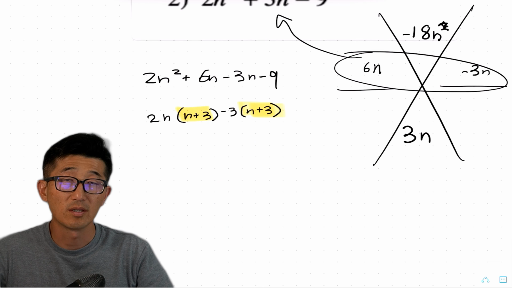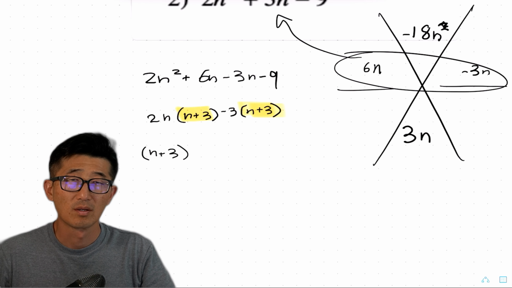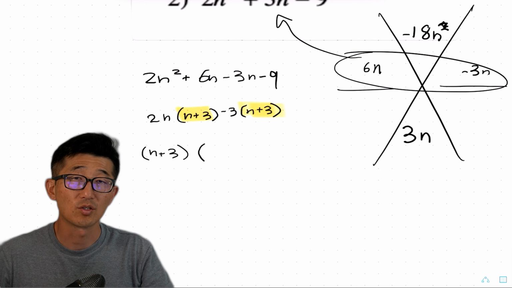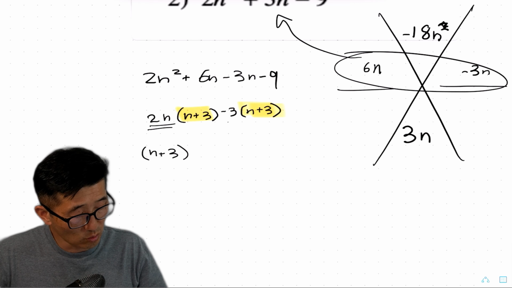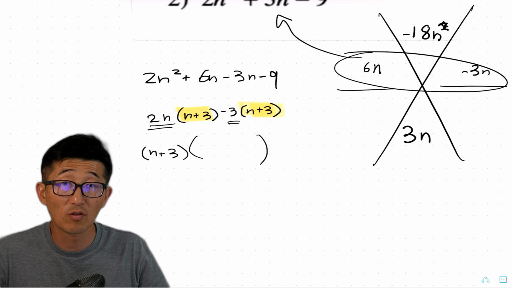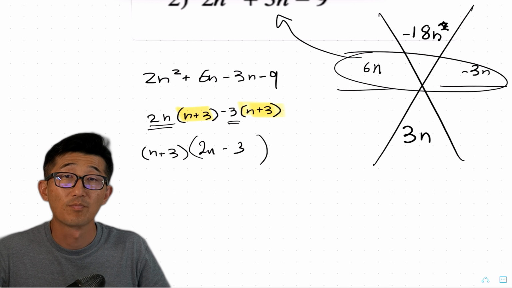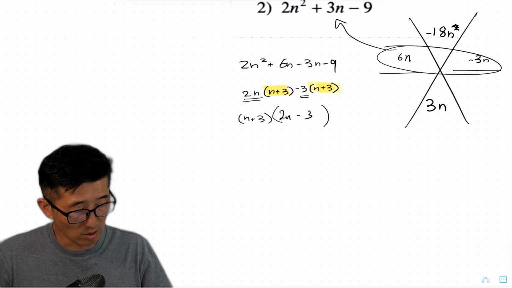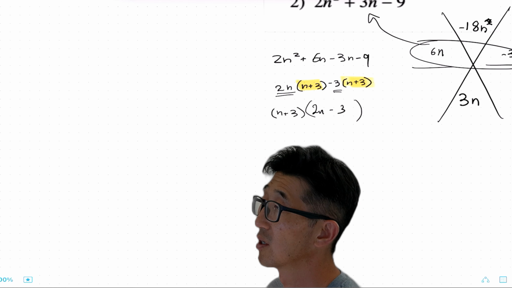And plus 3, parentheses. And then 2n minus 3. You get it? No, this one and this one. You factored out n plus 3 from the 2n and negative 3, so 2n minus 3 is left over. Okay. That's how you do it. All right, do another one. Come on. I need to show you the other method too.